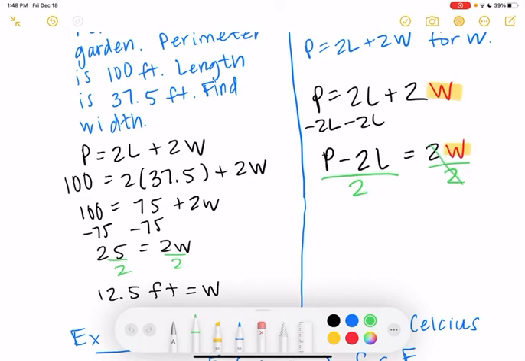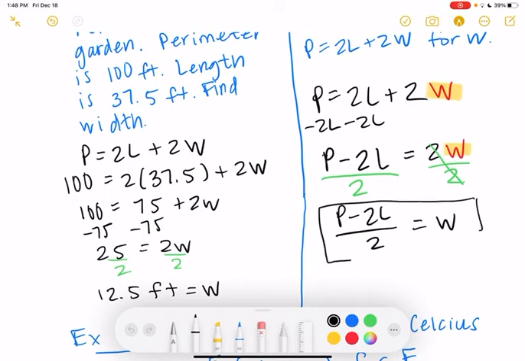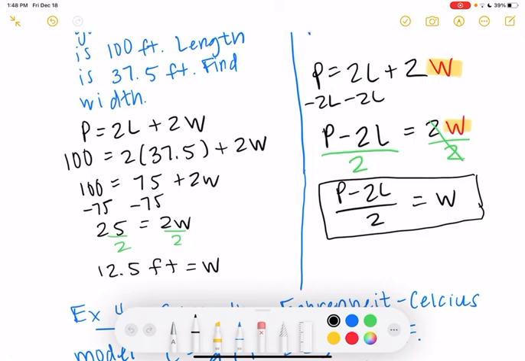Okay, so I'm expecting to see this. P minus 2L over 2 equals W. But if you wanted to take it further, or if you wanted to divide each term by that 2, you would be showing me a P over 2 minus an L equaling a W. And I would also accept that. It's totally fine. Okay?